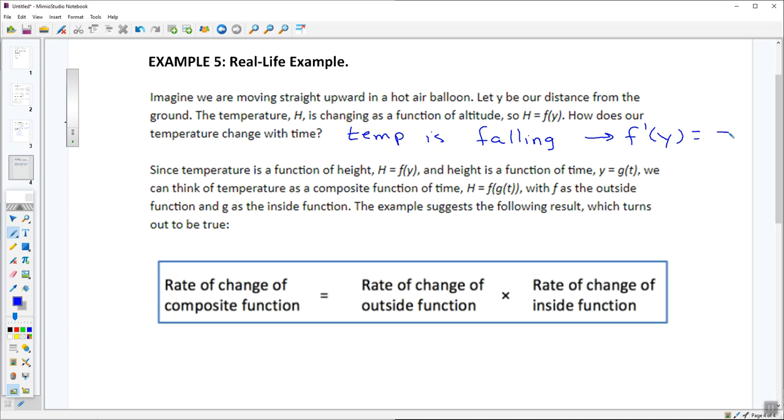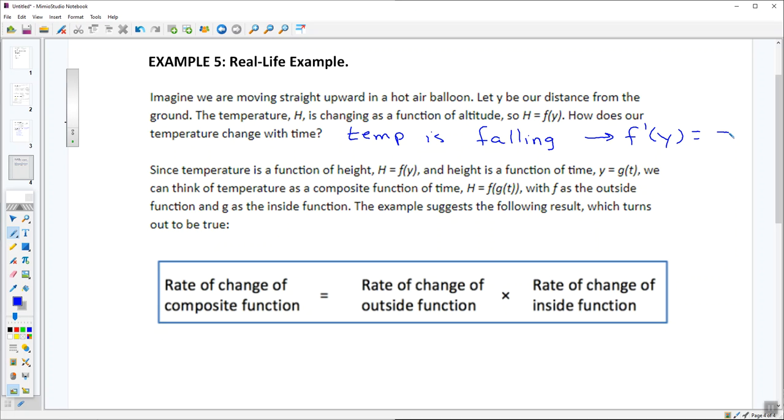Since temperature is a function of height, F of Y, and height is a function of time, Y equals G of T, we can think of temperature as a composite function of time: H equals F of G of T. So G of T is a function of our height, and F of Y is a function of our time. H equals F of G of T with F as the outside function and G as the inside function.